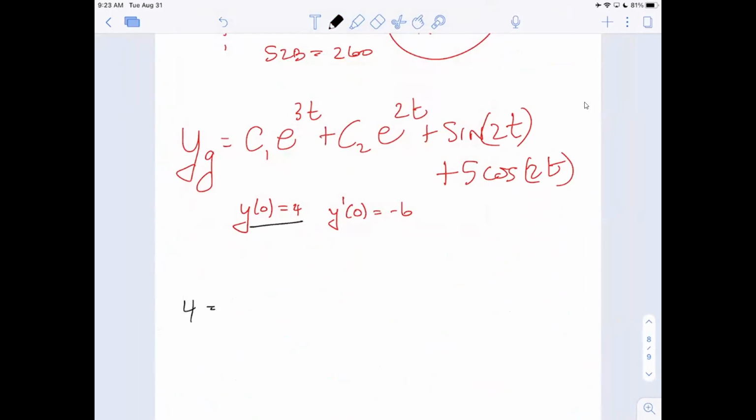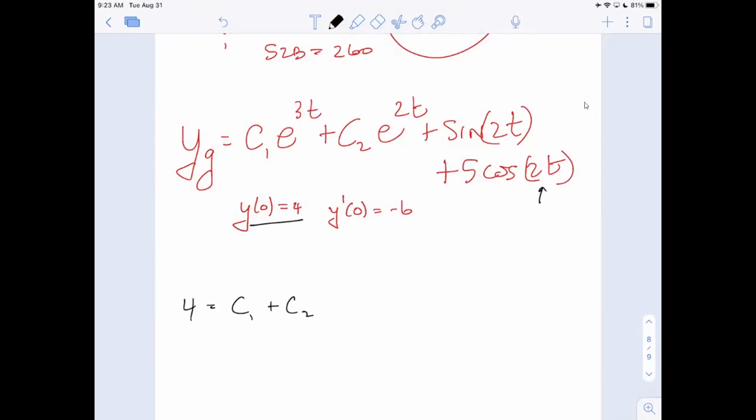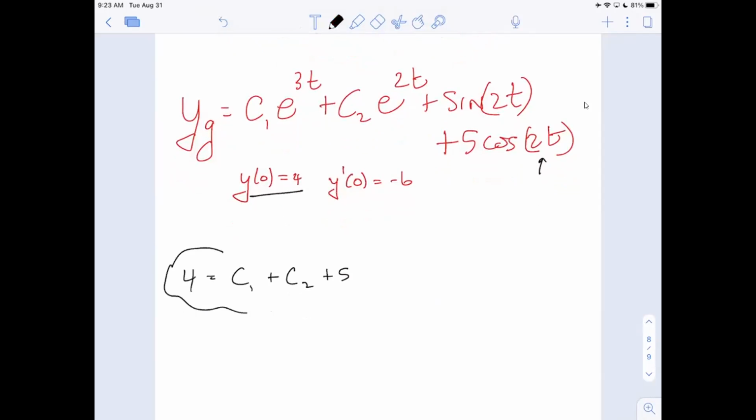T, however, is 0. E to the 0 is 1. E to the 0 is 1. The sine of 0 is 0, but the cosine of 0 is not. Cosine of 0 is 1. So when I put 0 in for t here, I get cosine of 0 is 1 times 5. So I get that. So there's kind of my first equation.